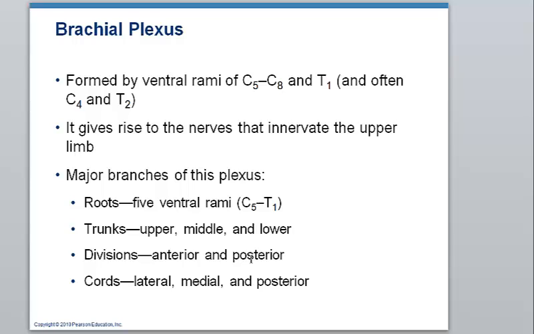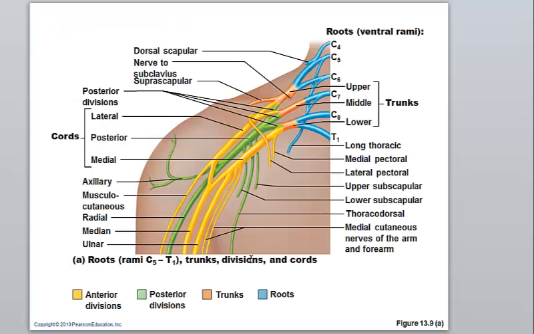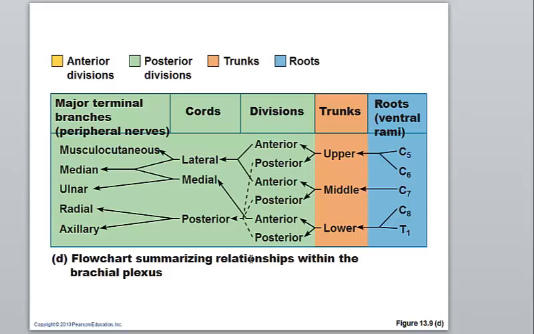First you have roots, 5 of them. Then you have trunks: upper, middle, lower. Then you have divisions, anterior and posterior. Then you have cords: lateral, medial, posterior. From that you have your peripheral nerves. So here's an easy way for you to remember all of them. First you have the roots. That'll be all the ventral rami, C5 to T1. And then from those roots, C5 and C6 join together to form the upper trunk. C7 forms the middle trunk. C8 and T1 form the lower trunk.